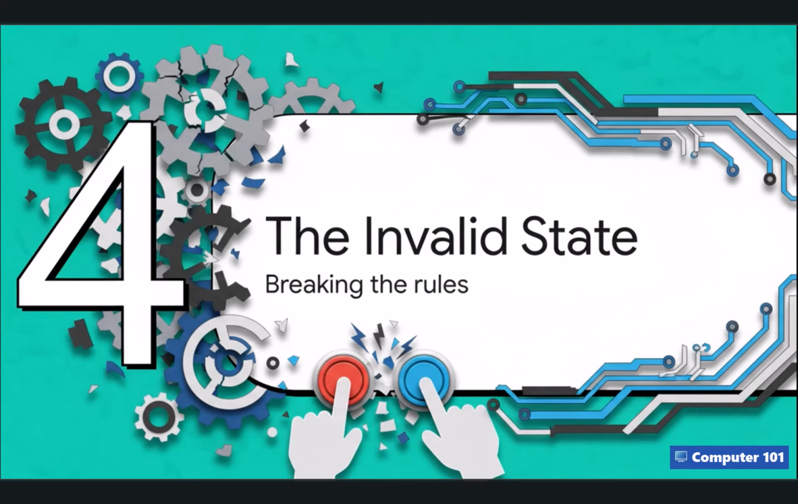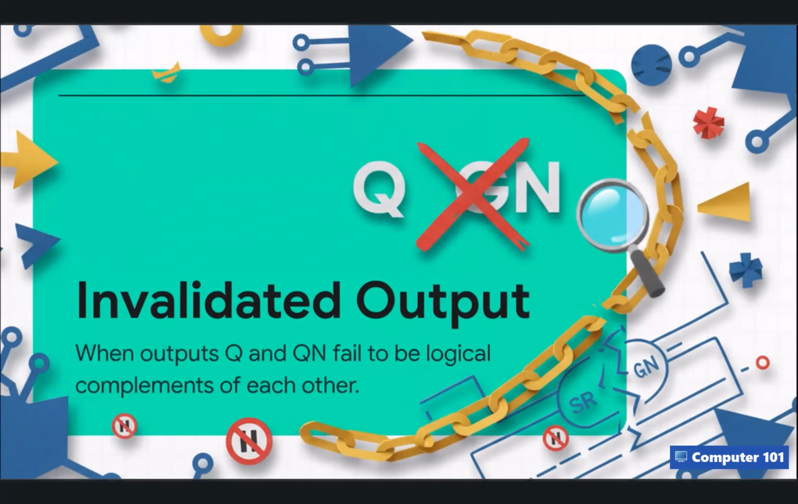All right, section 4, the forbidden invalid state, breaking the rules of logic. You know, perfection is kind of an illusion, especially in early engineering. What actually happens if we push this circuit to its absolute breaking point and press both buttons at the exact same time? Well, to understand the danger, we have to clearly define the golden rule we're about to break, the invalid output requirement. Outputs Q and Qn must be exact opposites. Violating this completely strips away the very meaning of the data you're trying to store.